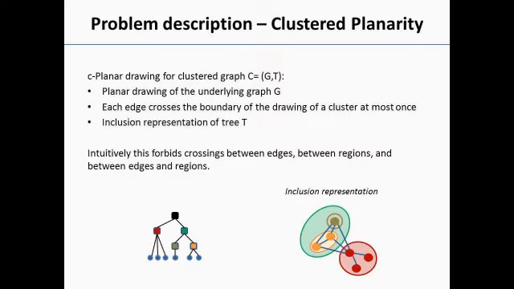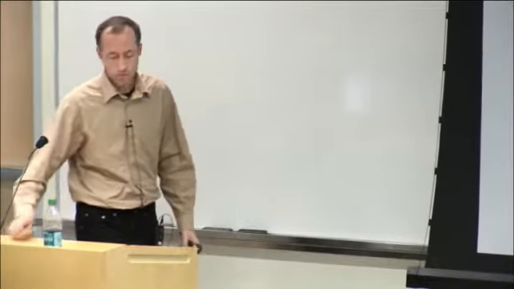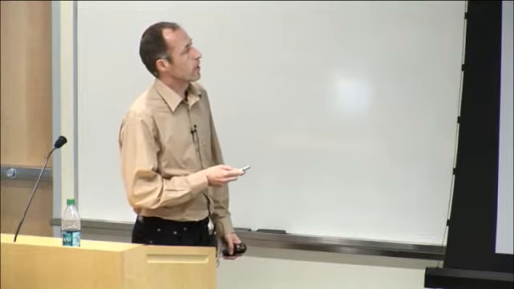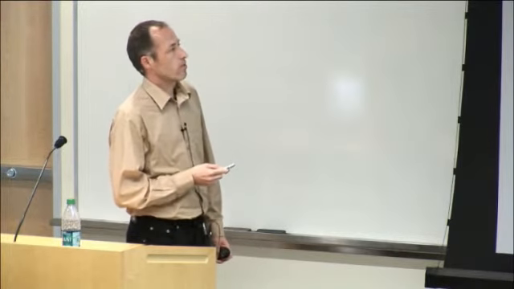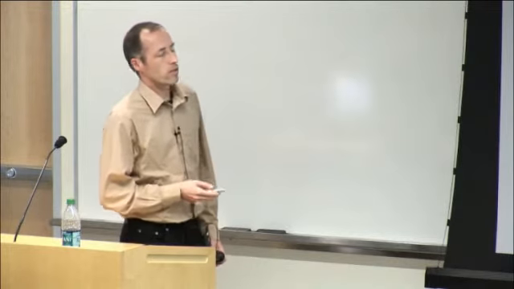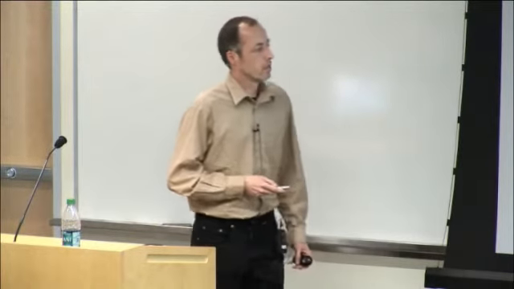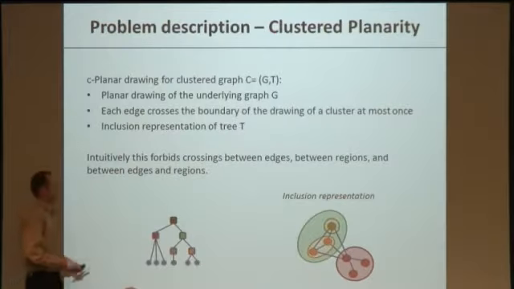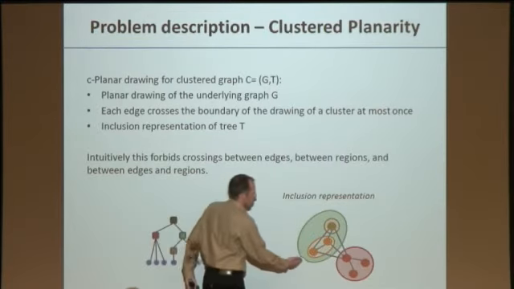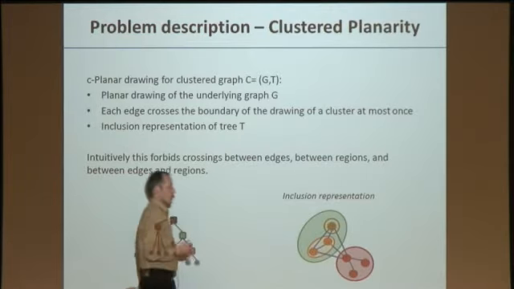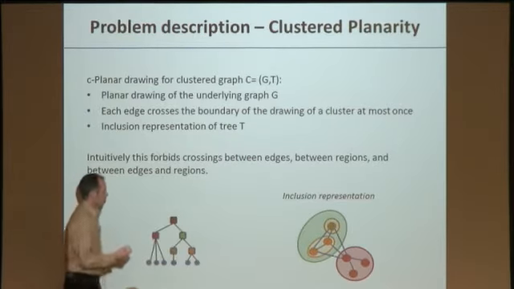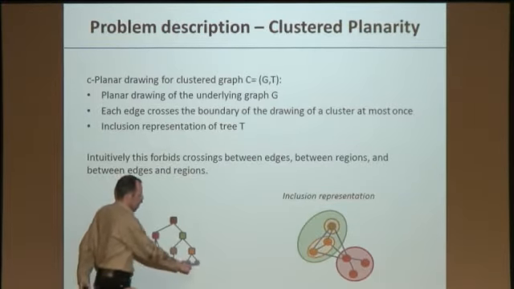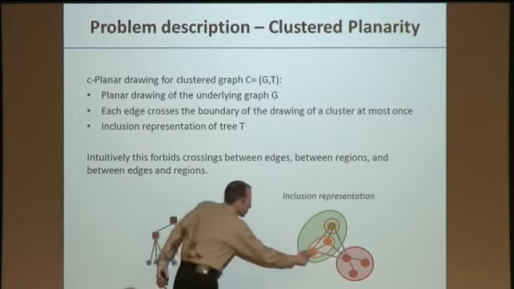So the concept of clustered planarity basically requires that we have a planar drawing of the underlying graph. Each edge crosses the boundary of the drawing of a cluster at most once, which gets rid of the edge region crossings. And we have a so-called inclusion representation of the tree T. An inclusion representation is just a representation of each cluster as a simple closed region, such that the subtree rooted at the cluster is represented within this region.